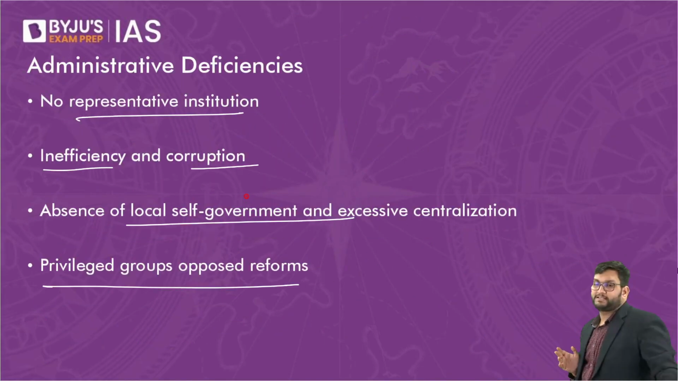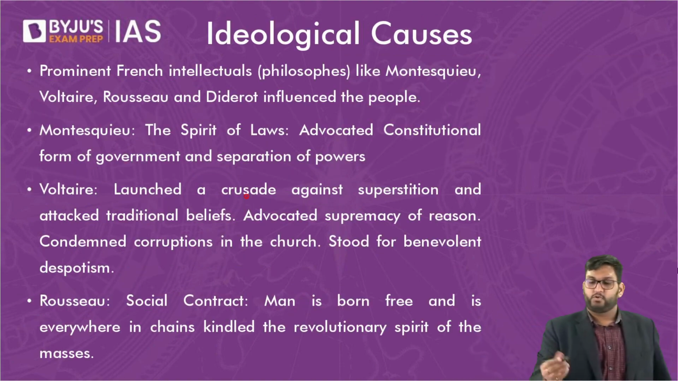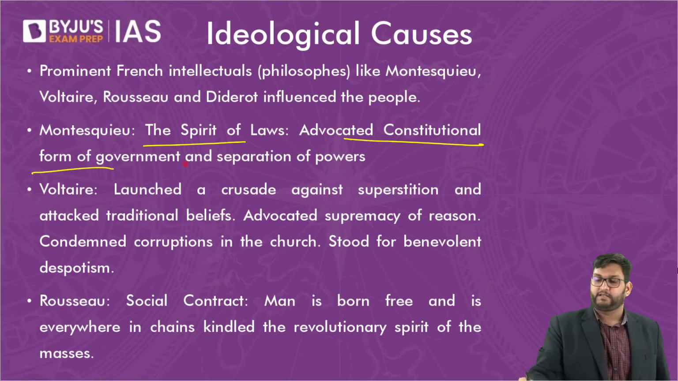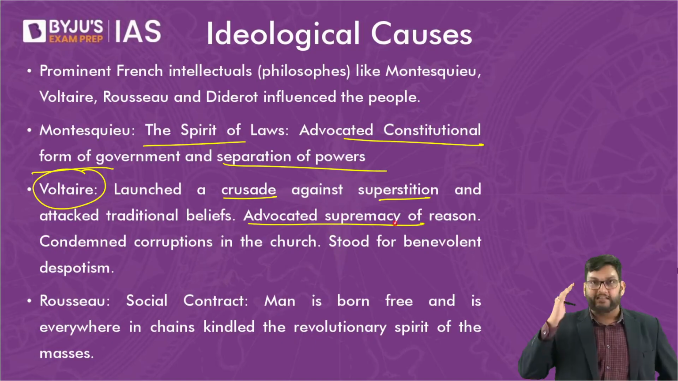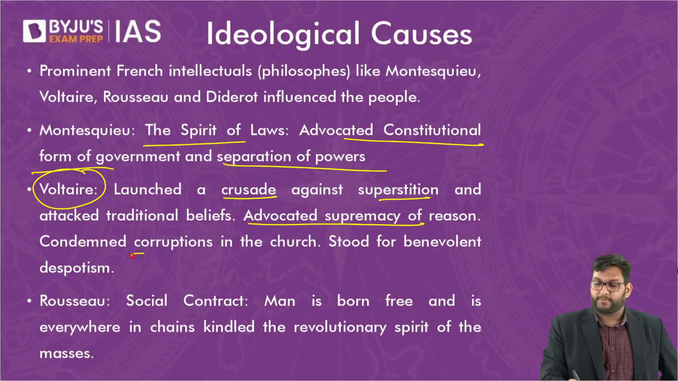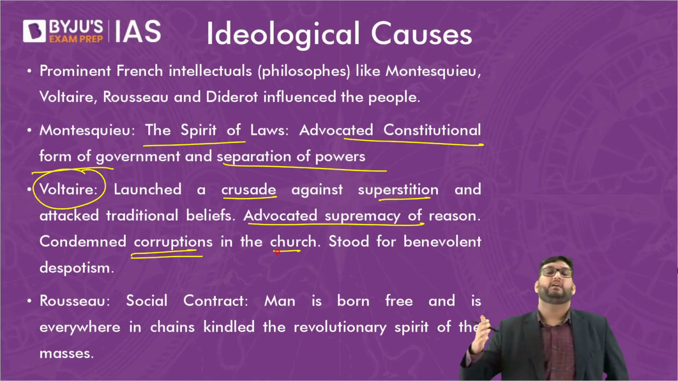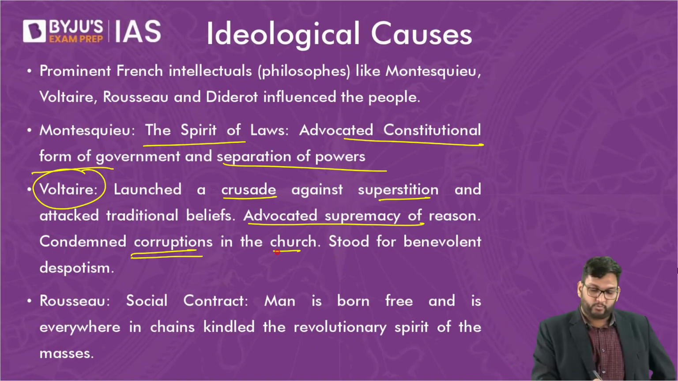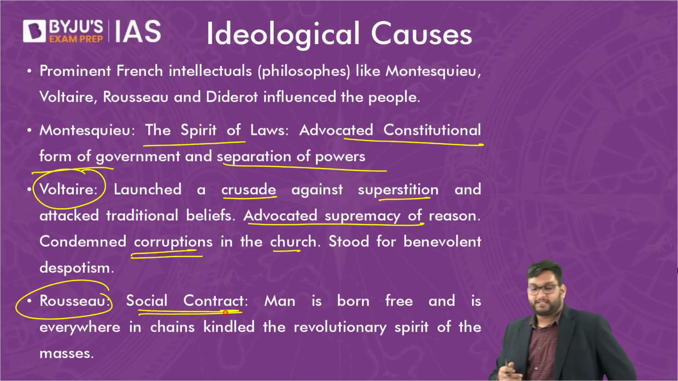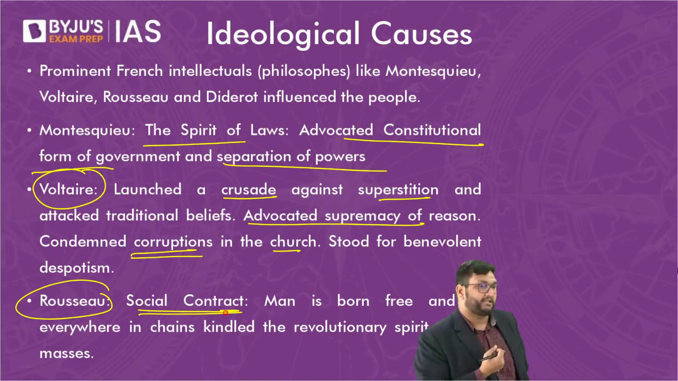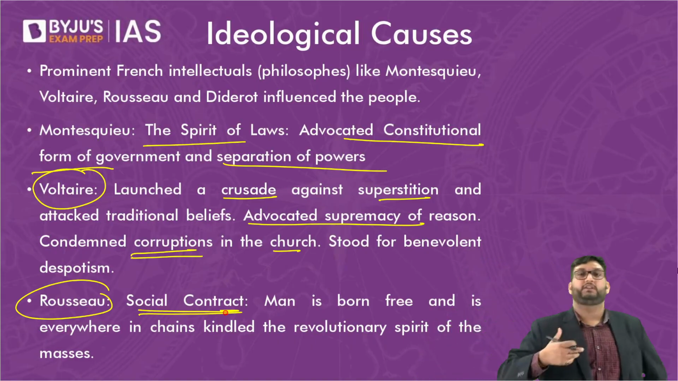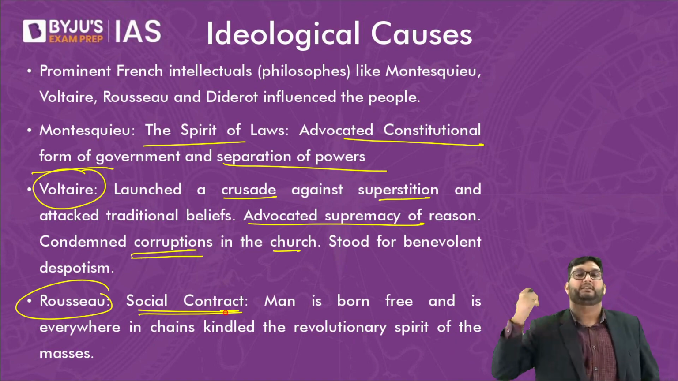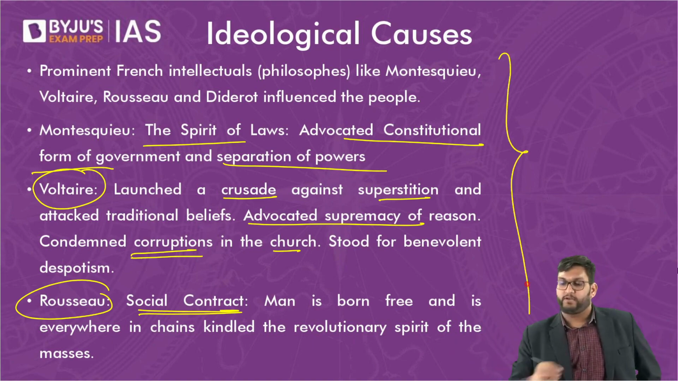But till this point, do we understand what we're doing? Montesquieu, in The Spirit of the Laws, talked about constitutional government and separation of power. Voltaire talked about how superstition should be removed and reason and rationality should be important, and that corruption in the church is not good. He said the king, if he does not need to be changed, needs to be a benevolent despot and do good for the people also. Rousseau talked about the social contract, that man is born free but is everywhere in chains, meaning that once we are born into society, there are multiple ways in which we are tied down. All of these ideas will influence the people.